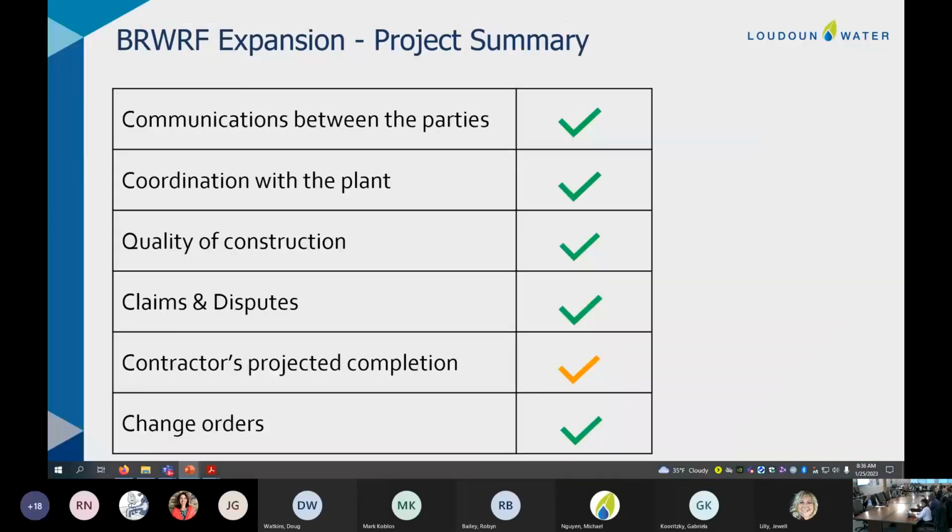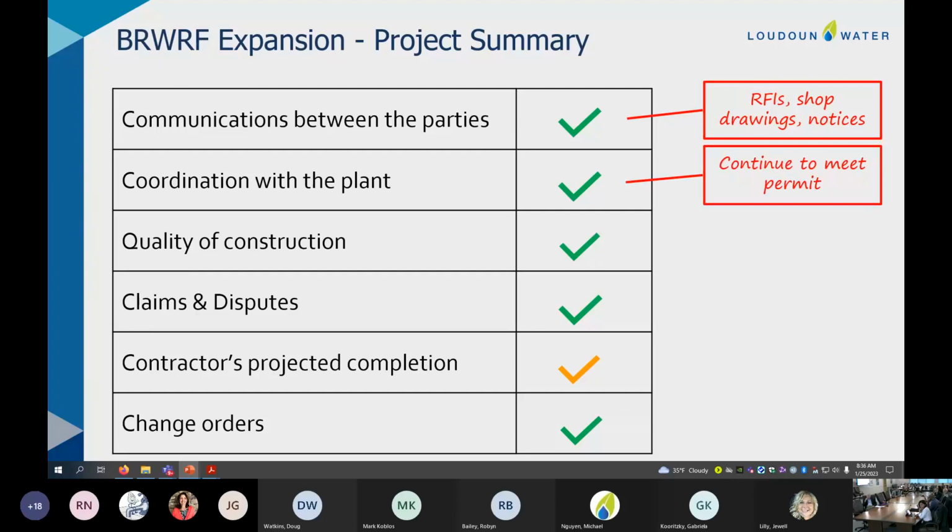Okay. So now we're going to talk about our summary information here, to give you an overall picture of the project. So we continue to have good communication between the parties. We use the tools in the contract to correspond with the contractor and administer the contract. And so that's going well. The plant continues to meet permit, which is paramount in this particular project, well, in any other project as well.